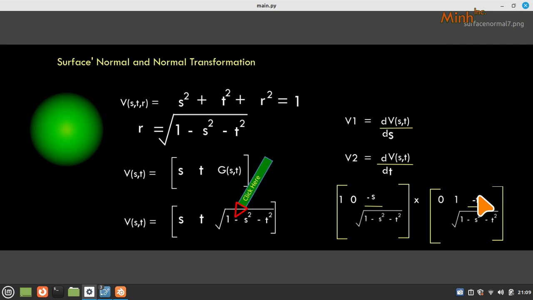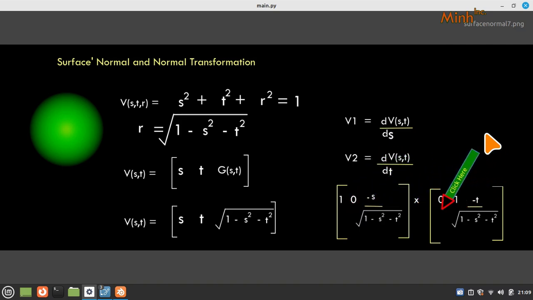So 2 we can cancel, and then it will lead to minus s into (1 minus s square minus t square) to the power minus 1 by 2. That is the way we do the chain rule in the differentiation. Just for brevity, we have not added the calculation. So now it would be 1, 0 and minus s. So this is v1.